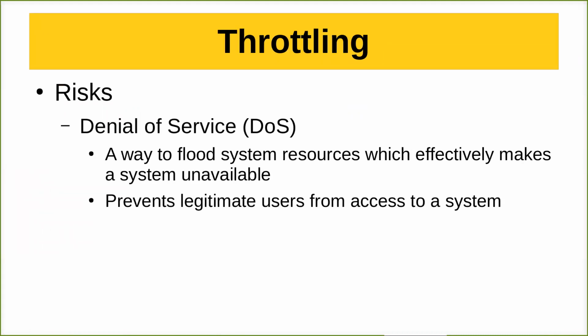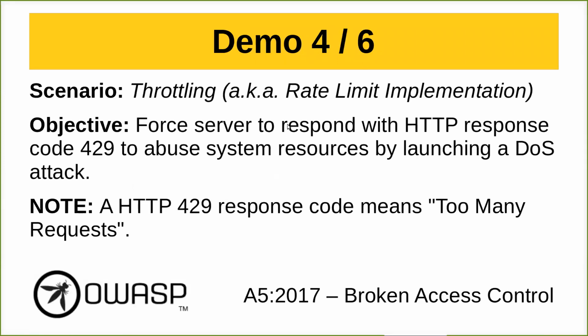So the risks around throttling: denial of service is a big one, a way to flood the system resources, which effectively makes a system unavailable. And that, of course, prevents legitimate users from access to a system. And then the actual exercise here, throttling, aka rate limit implementation, the objective is to force the server to respond with HTTP response code 429 to abuse system resources by launching a denial of service attack. And just a quick note here, HTTP 429 response code means too many requests. So that's our classic denial of service example.